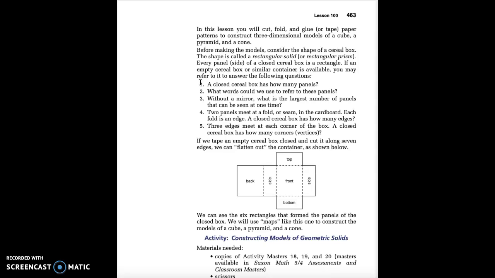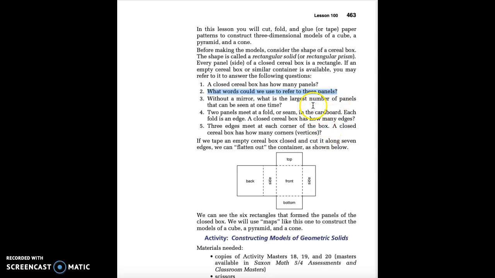And you're probably back now. So I want you to think about this. A closed cereal box has how many panels? If you think about a panel, it's like a side of a closed cereal box. So how many panels does it have? What words could we use to refer to these panels? Well, I would think of these almost as faces.